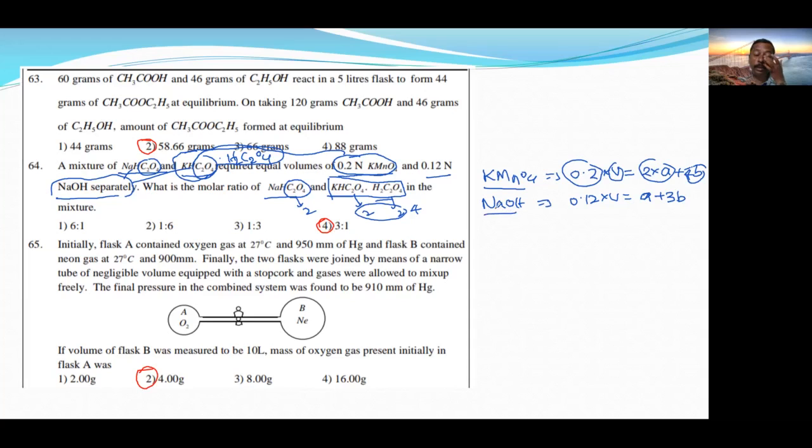Next, NaOH, when I am neutralizing, I should look only for the hydrogens. In NaHC2O4 only 1 mole hydrogen is there. In the mixture, KHC2O4 has 1 hydrogen, H2C2O4 has 2 hydrogen, so 3B. So two equations are there. When you take the ratio, you will get the two values, and the ratio only we want. After simplifying, I am getting 3:1. I think you will also get 3:1. This equation making is very important. Okay, now let's see the next question.